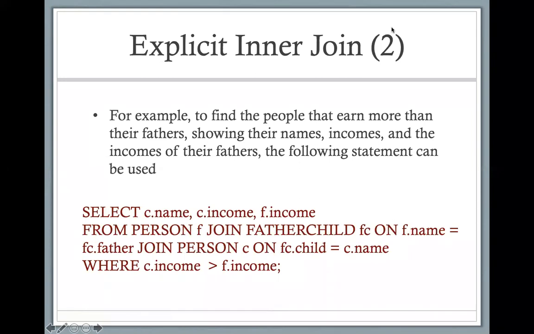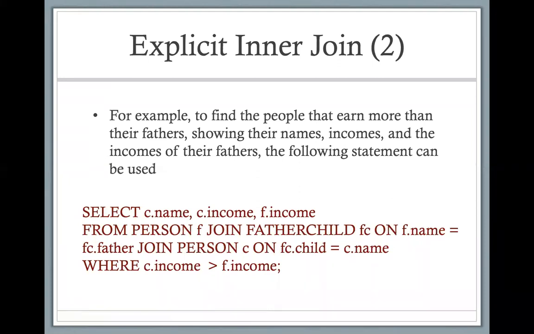So we do not need to somehow define F and C before selecting them? You define them in the from clause. So what you do is you give an alias in the from clause, and once you have the alias, you can use it in the select part, the projection part. You can use it everywhere in the query, but you have to define it in the from clause. So you say from person F join father child FC, and so on. It parses the whole query and starts with the from clause.